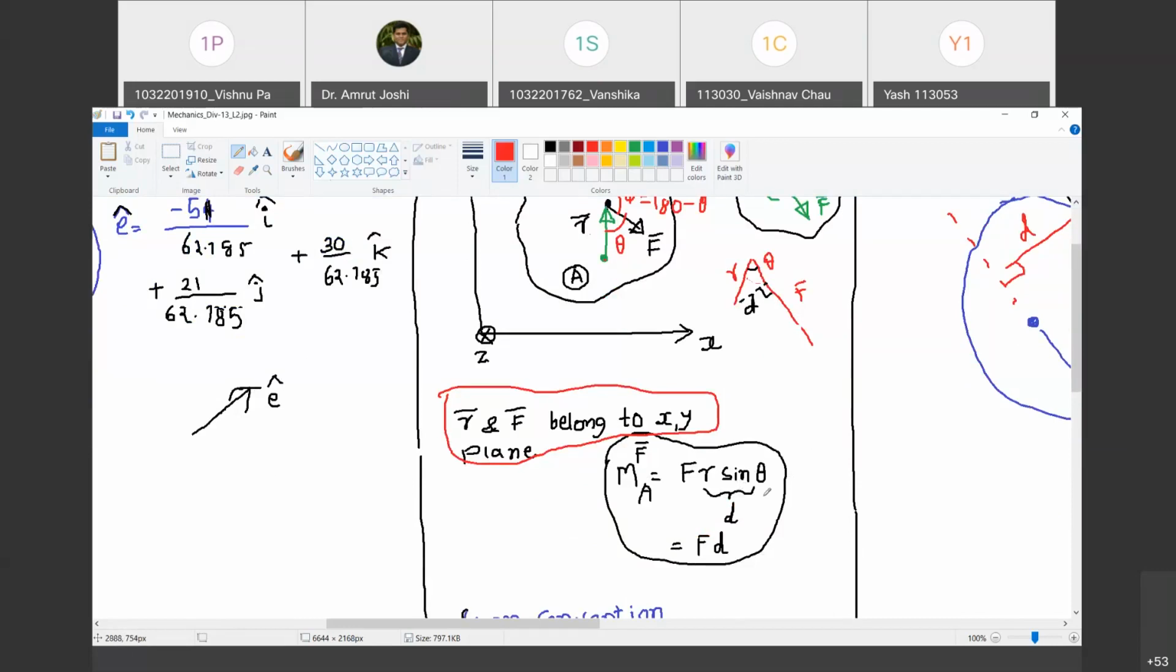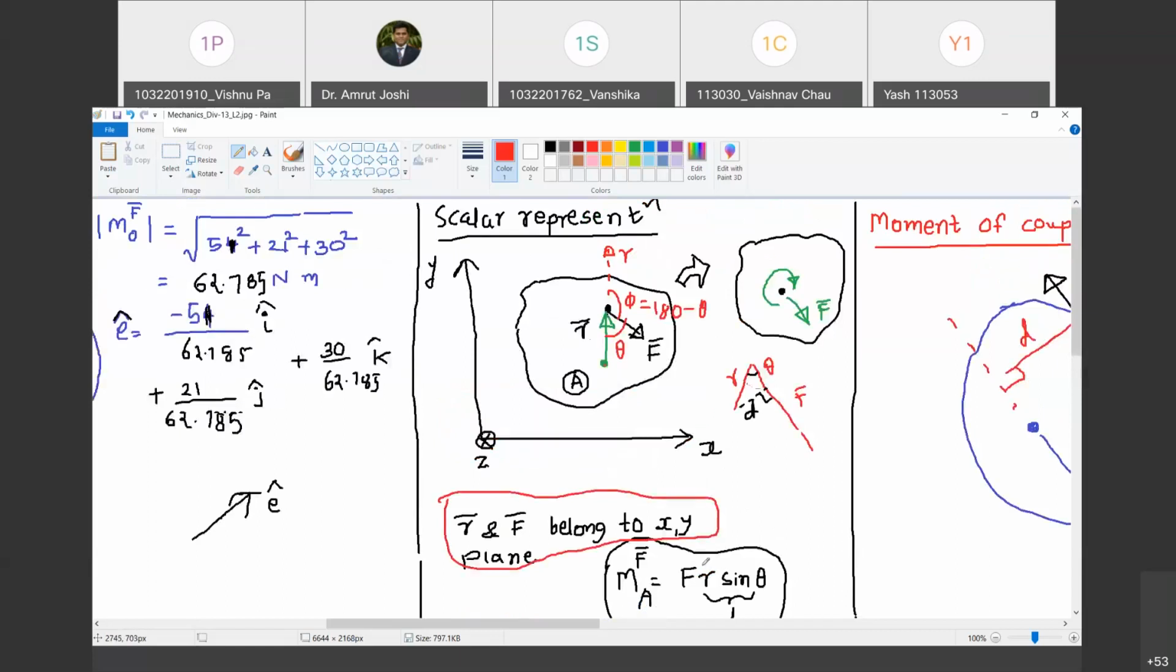And now this R sine theta, I am going to call it D. Are you with me? So can I write it as F into D? Yes, because D is R sine theta. That is my understanding. Now let us ask a slightly different question. If I ask you, what is the effect of force F bar which is acting at point B? What is its effect at point A?